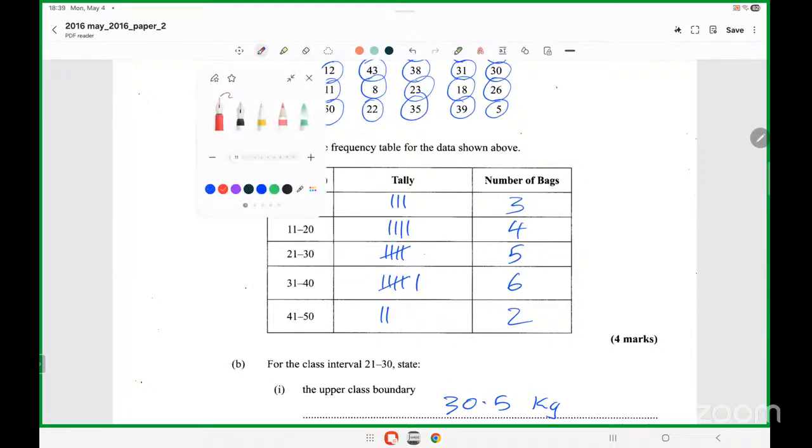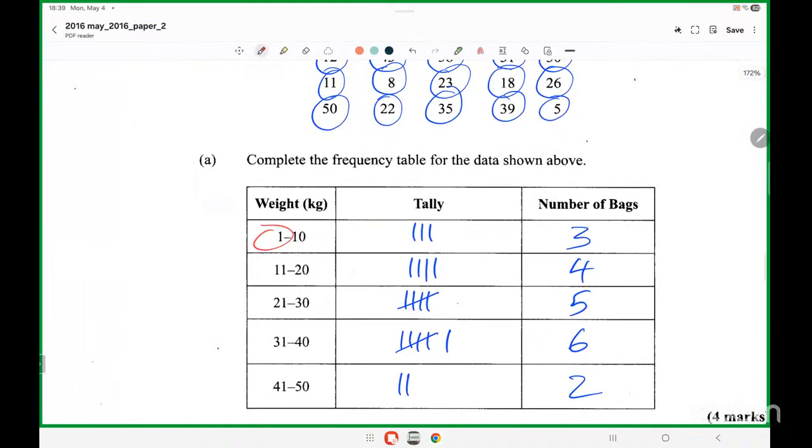What are the boundary values here? The lower boundary here is 0.5, and then everything goes up by 10. The next boundary value is going to be 10.5, then 20.5, then 30.5, then 40.5, then 50.5. Those are your boundary values. The bars of the histogram go from boundary value to boundary value.